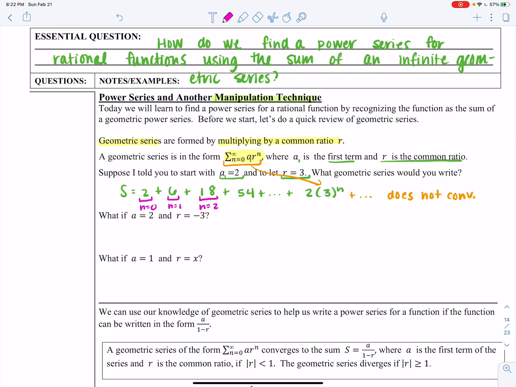You get the idea. Now I could alter this by saying, hey, let's keep the first term at 2, but now let's make the common ratio -3. So that would make my series 2. 2 times -3 is -6. Times -3 would be positive 18. Times -3 would be -54. And so on and so forth. And then my formula would be 2 times -3 to the n. And this would still not converge.